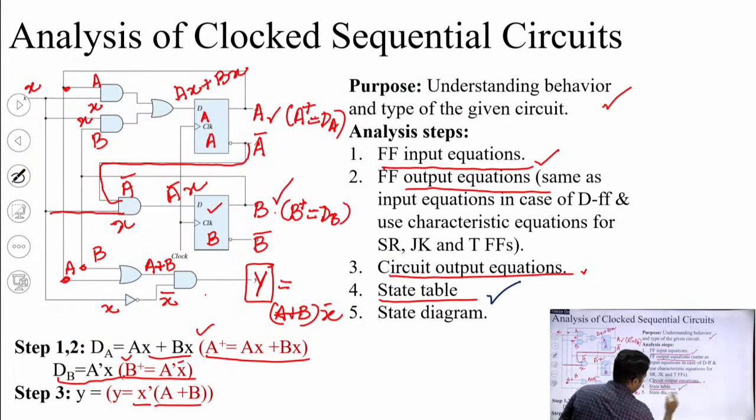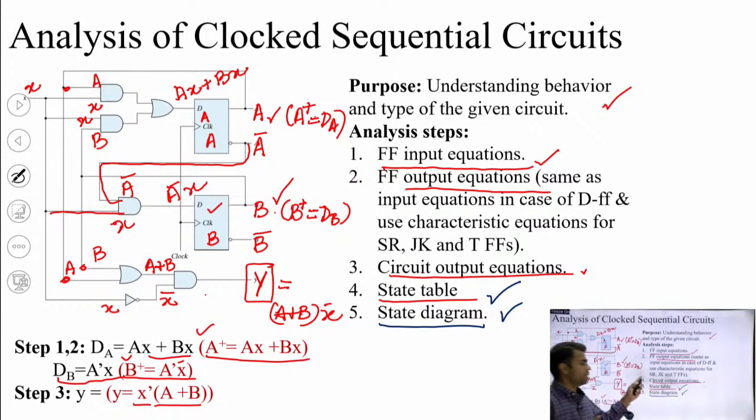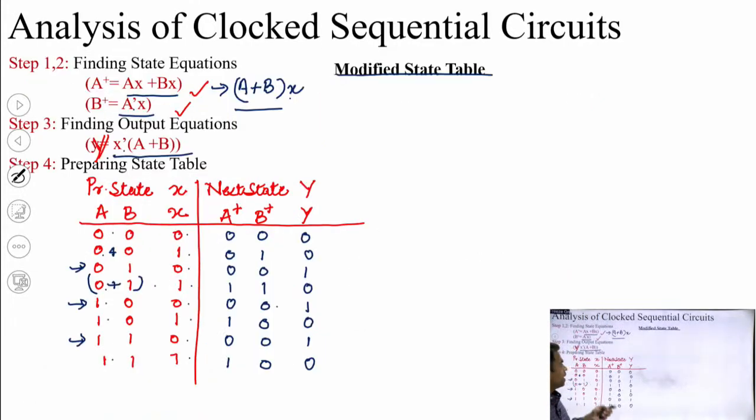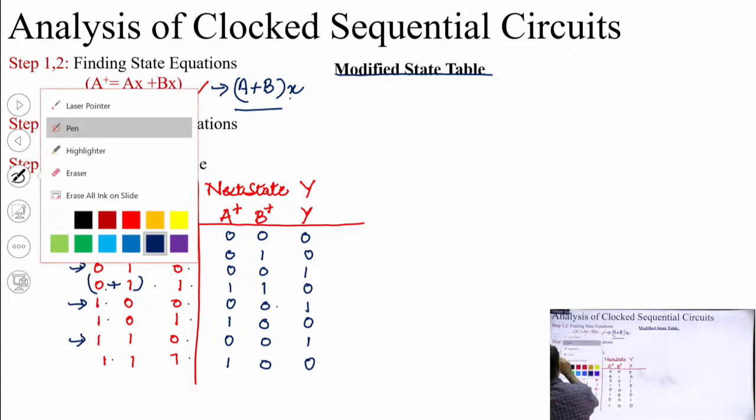The state table is ready now, so next is the state diagram. The last step is the state diagram. If anybody has any query in this state table step, you can send that query in the chat box, and in the meantime I am preparing the state diagram. Okay. So changing the color.